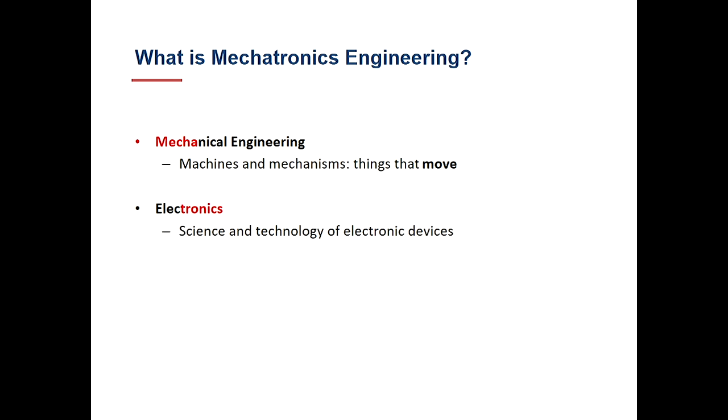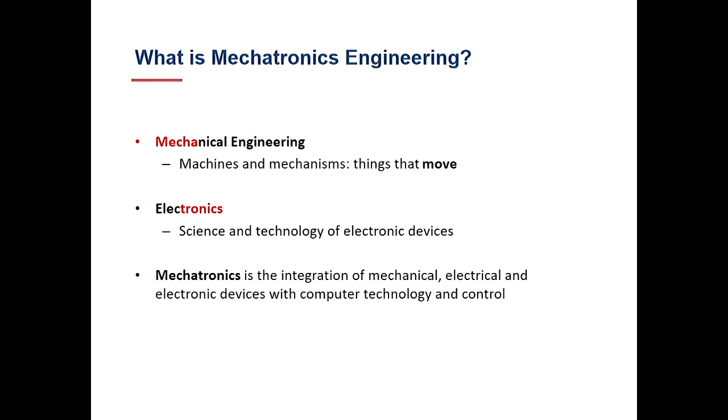So mechatronics might be a new term to some people. So what it is, is the combination or the synergy of mechanical engineering and also electronics. So mechanical is the part associated with machines, mechanisms, so essentially things that move. And electronics is the science and technology of electronic devices. And mechatronics, as I say, is the integration of these things and also the combination of those with computer technology and control systems.